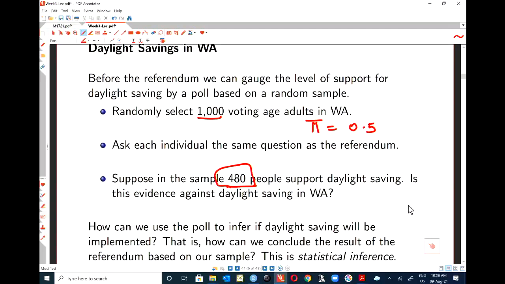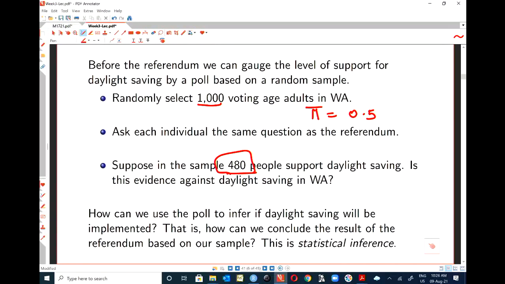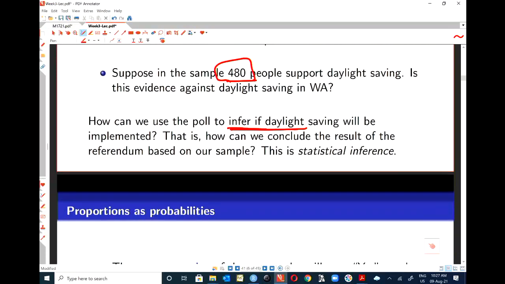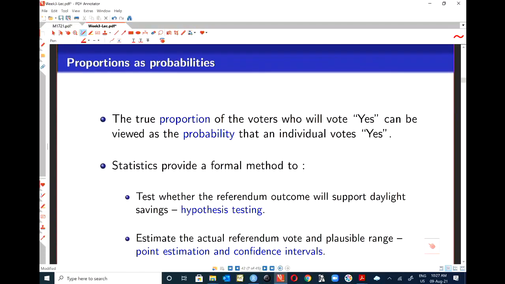So I'm trying to infer from my sample: is 480 people enough to say, oh, hang on, that means the referendum, in other words, what I'm seeing in the sample, if this reflects what the population says, then 480 isn't enough to support daylight saving. That will be my conclusion if I decide this is the case. So I need to infer what my population is going to be like based on my sample. In other words, what I'm seeing in my sample is what I'll be seeing in my population at large as well.